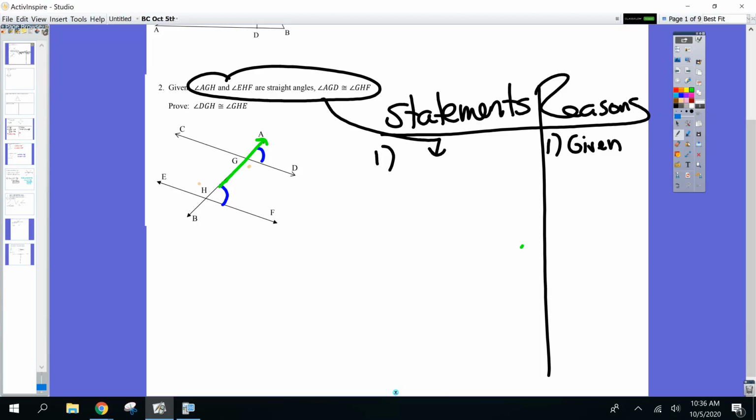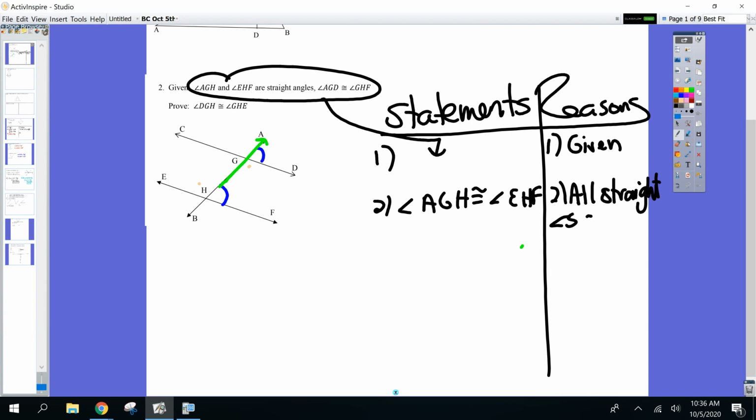So you needed to tell me that the straight angles were congruent here. Angle AGH was congruent to angle EHF. All straight angles are congruent. And then now you have 2 pairs of equal quantities and you show me what you're subtracting. So you would do angle AGH minus angle AGD is equal to the other straight angle EHF minus the other congruent angle GHF.